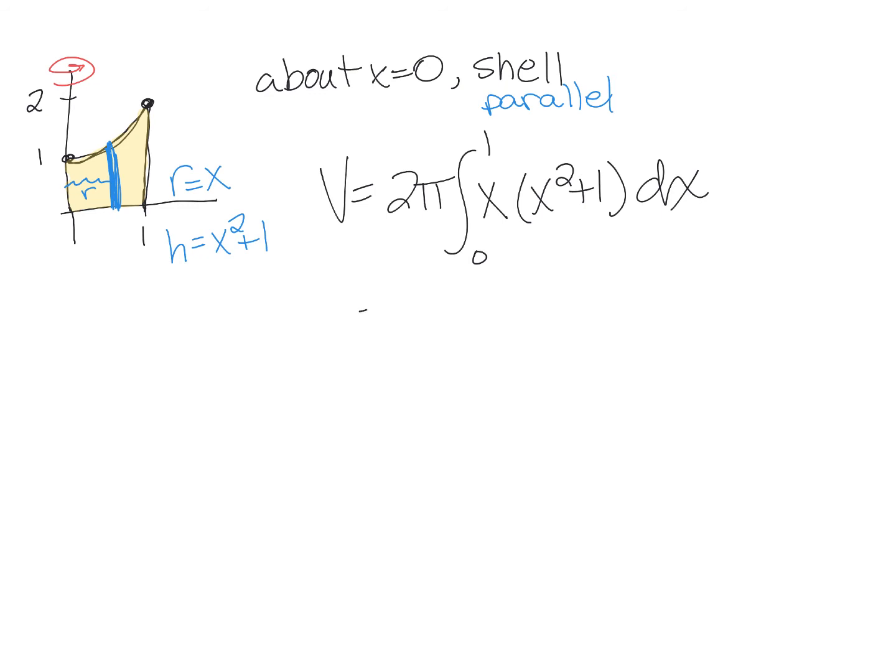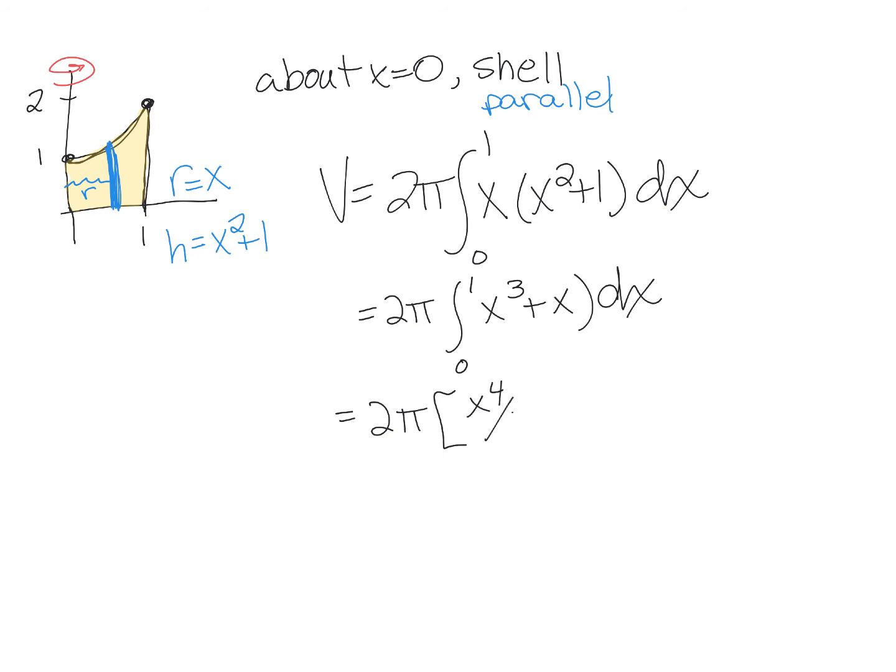I'm going to distribute the x, and now my integral is going to be from 0 to 1, x cubed plus x dx. So when I integrate that, I'm going to get x to the 4th over 4 plus x to the 2 over 2 on 0 to 1. Plugging in the top number, I'm going to get 1/4 plus 1/2. Plugging in the 0, I get 0.